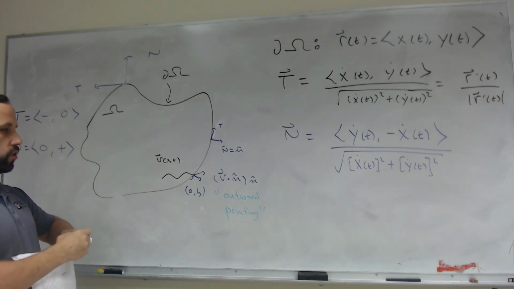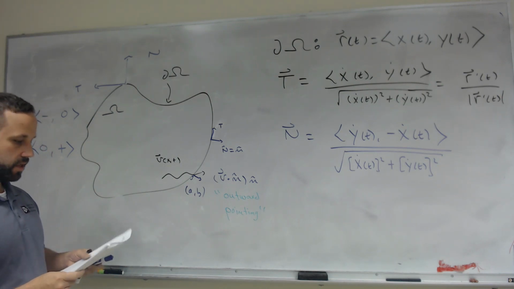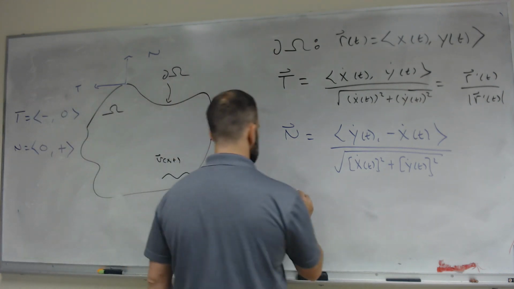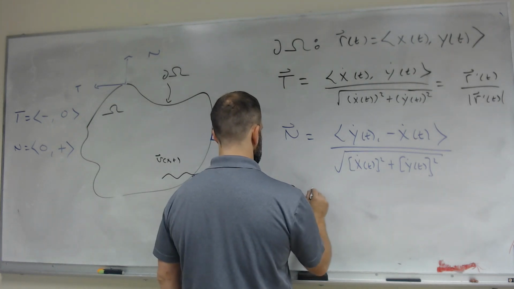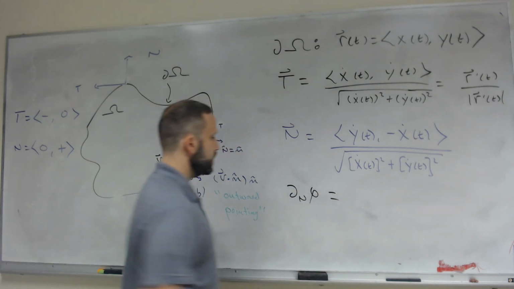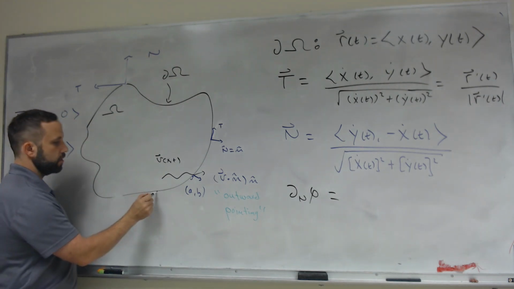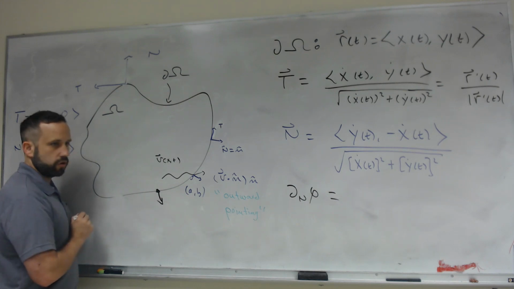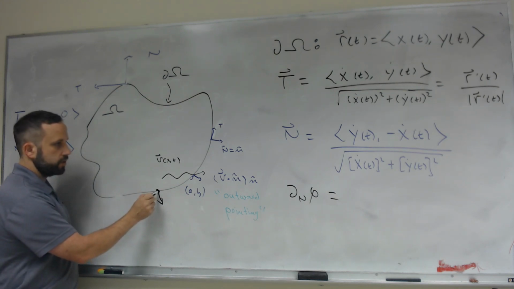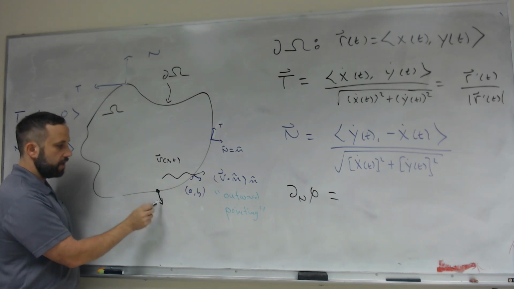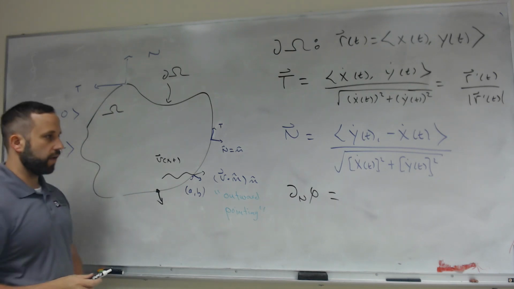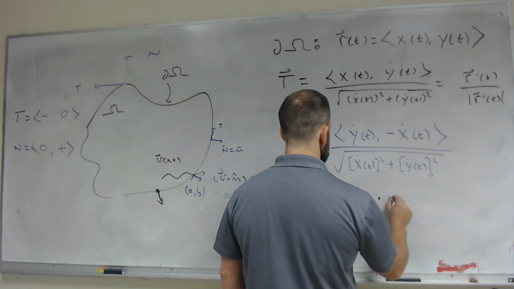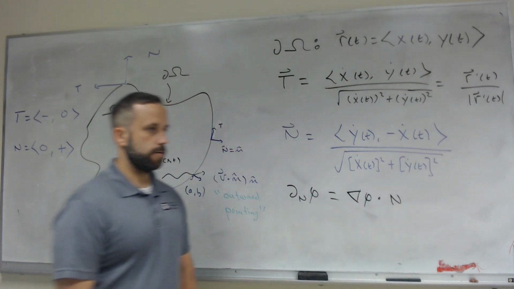Okay, so the last question is something about this. If I have a function, what does this mean? This means the derivative, I'm looking at a point here on the boundary, of phi in the normal direction. So this is just going to be the directional derivative of phi in the direction of the normal vector. And we can compute this as follows. This is going to be the gradient of phi dotted with the normal vector.